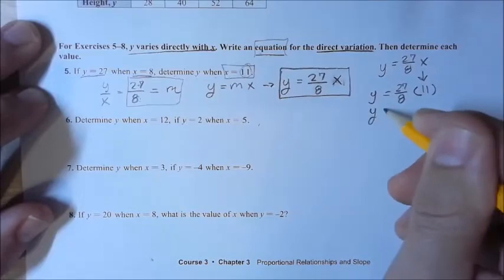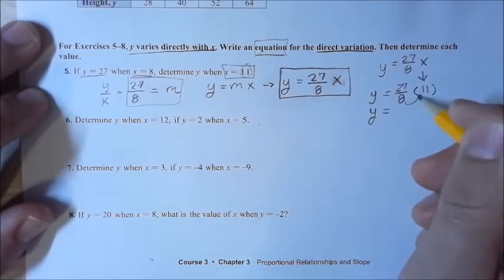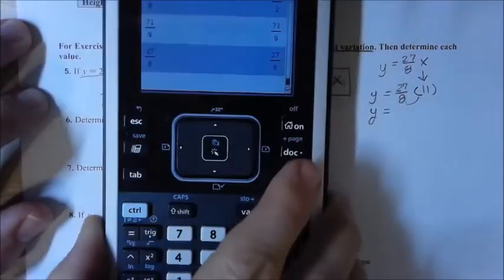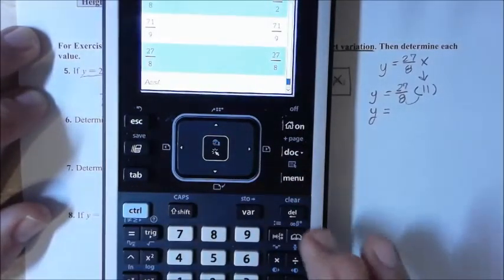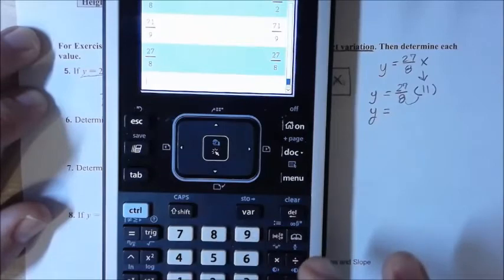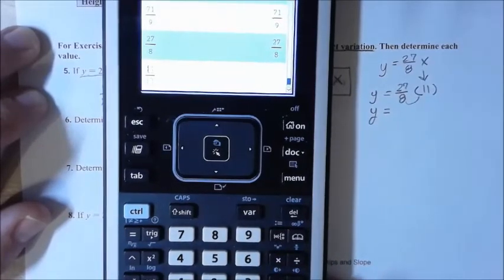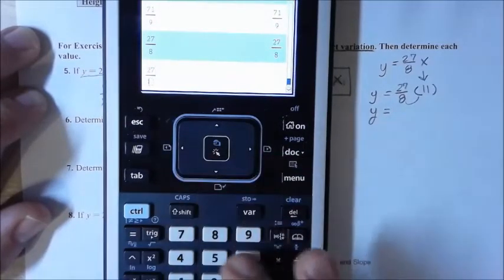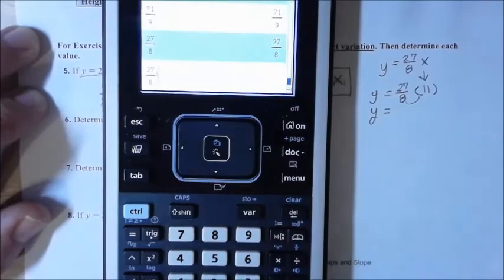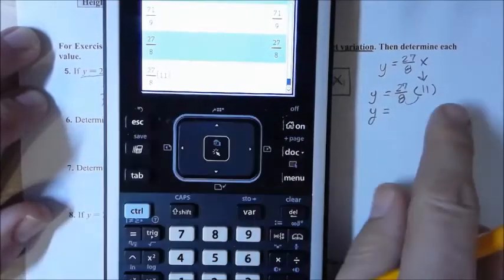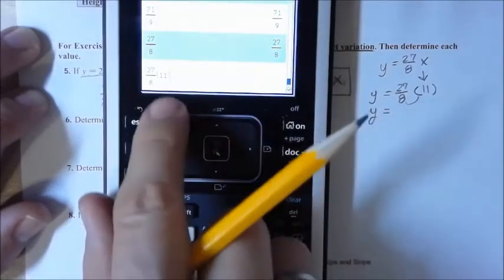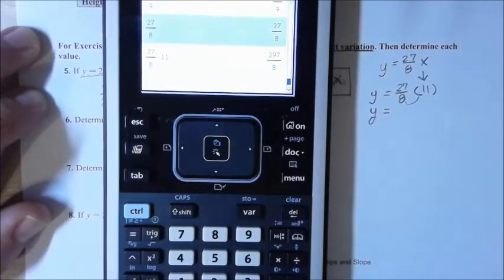So y is equal to, I just need to multiply these two things. So let's go ahead and put that in the calculator and see what happens. Alright, if I put that in, there's my fraction bar. I'm going to do 27 over 8. And now I'm going to put a parenthesis. I'm going to multiply that by my 11. Now it looks just like my equation, right? 27 over 8 times 11. I'm going to hit enter.